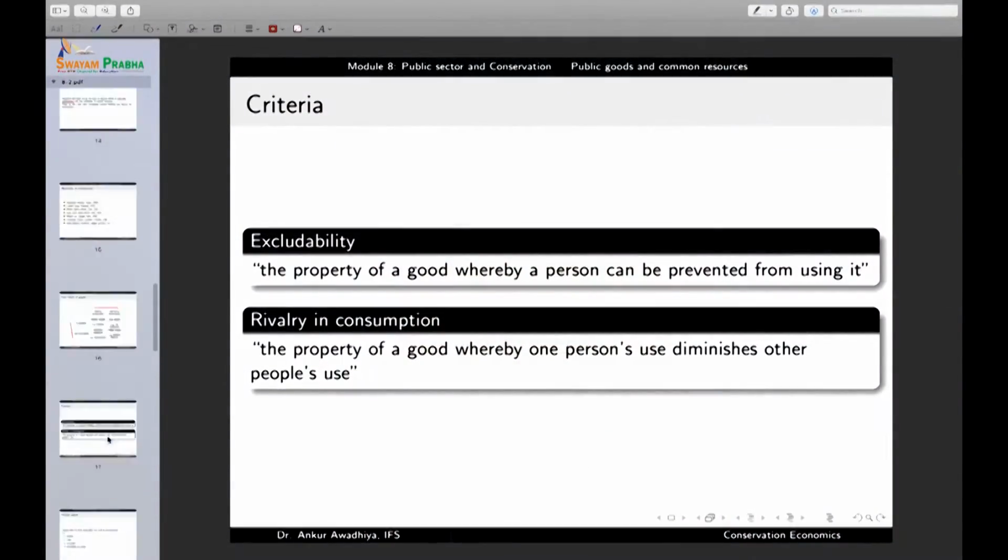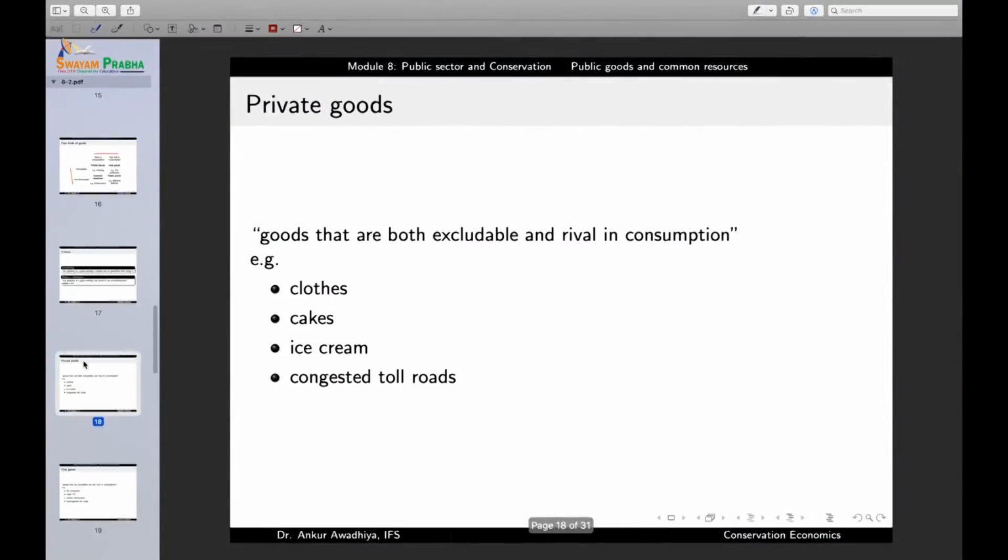And using these two criteria, we have four different categories. The first one is private goods, goods that are both excludable and are rival in consumption. Clothes, cake, ice cream, congested toll roads.